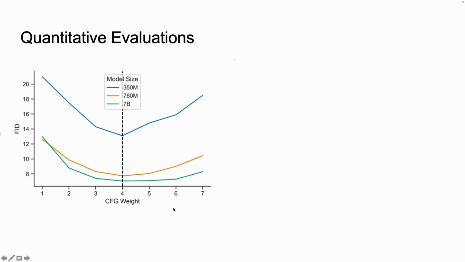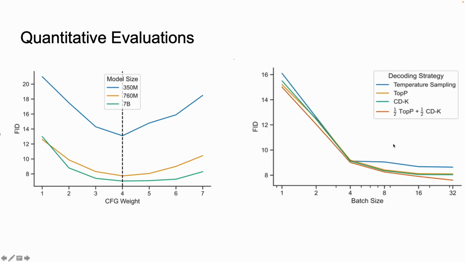Moving on to the qualitative evaluation, on our left hand side we have the comparison between different CFG weights and their impact on FID scores. The middle line here indicates the CFG comparison, emphasizing the model's consistent performance in generating high quality images regardless of size. On our right hand side, we see how the number of samples generated per prompt before CLIP based re-ranking influences the FID.